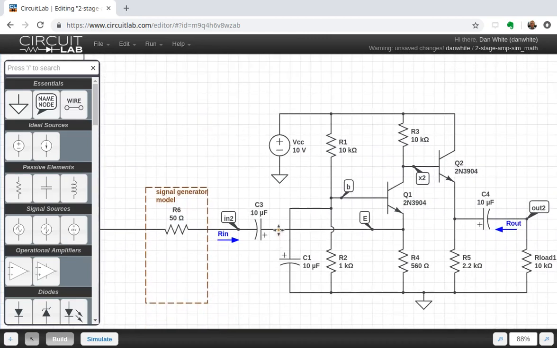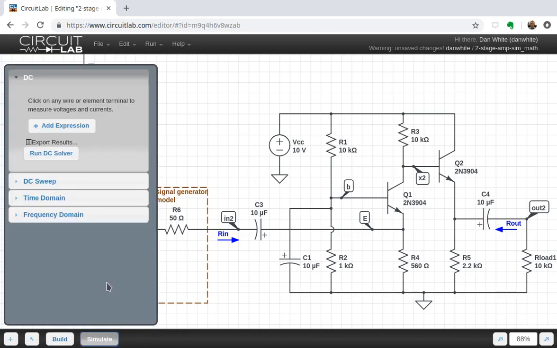Next up, we're going to check that our DC solution is okay. If your DC solution doesn't work, which means if your transistors, both Q1 and Q2, are not in forward active mode, then don't do any other simulation. You have to get your DC solution correct first. Otherwise, we can't compute a legitimate small signal model. So let's do that. I have part numbers in here. This is just from a homework problem.